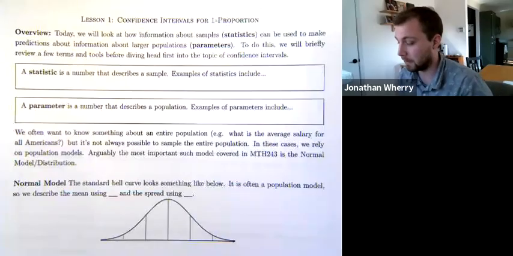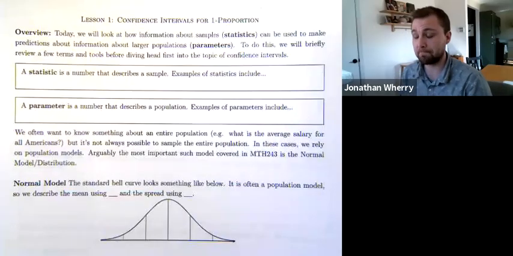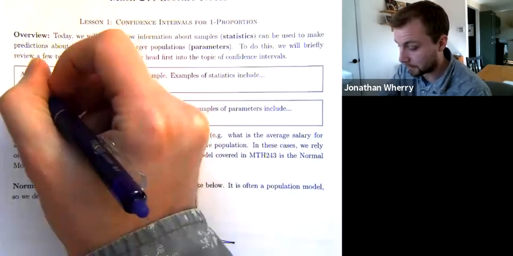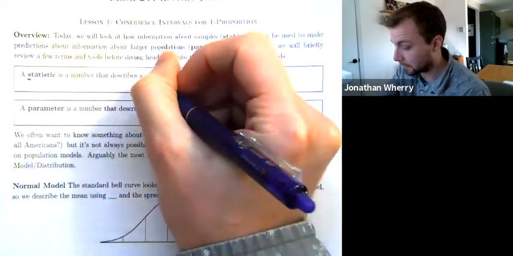This lesson is on confidence intervals for one proportion. The goal of statistics in general is to take a small sample and to make a larger conclusion about a population. So a couple of term words to get us going here. Statistic, this is a word that describes a sample.